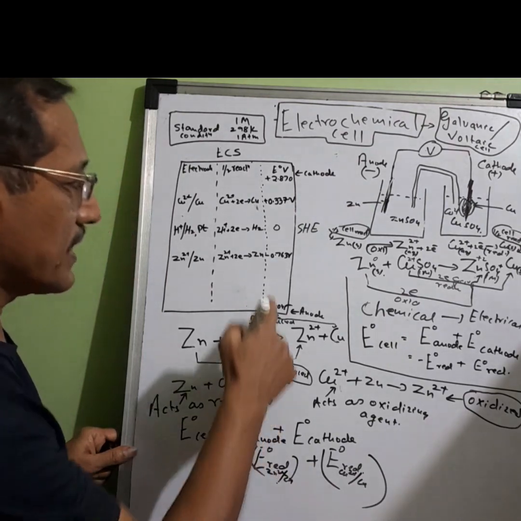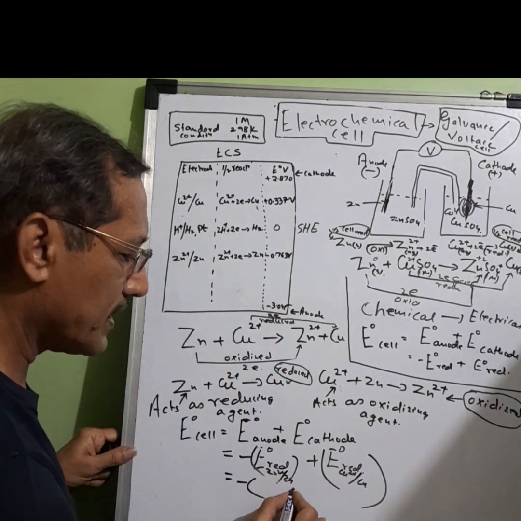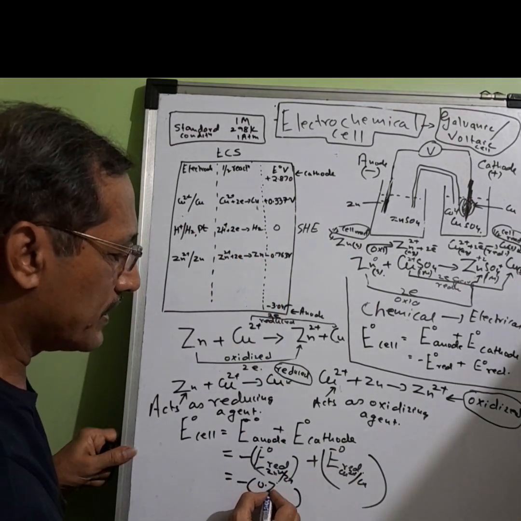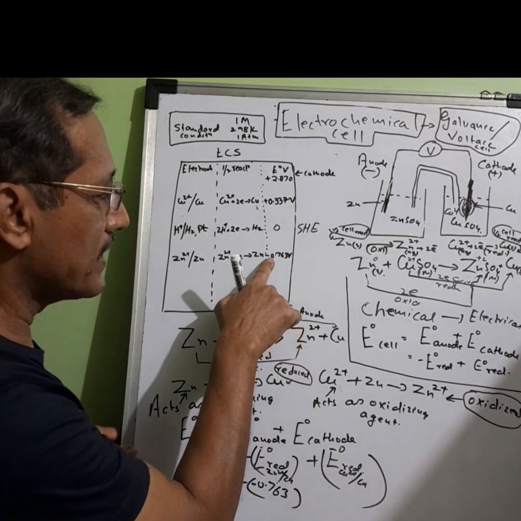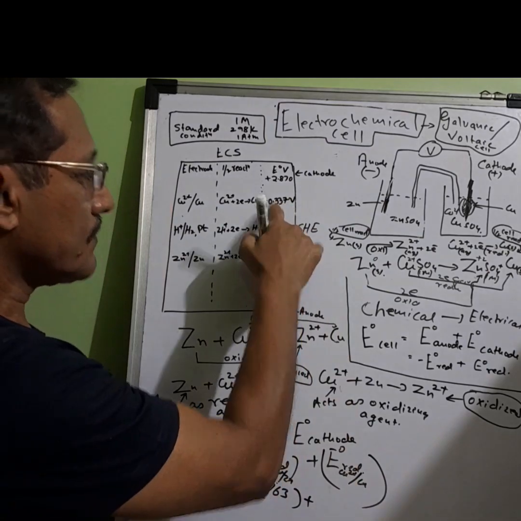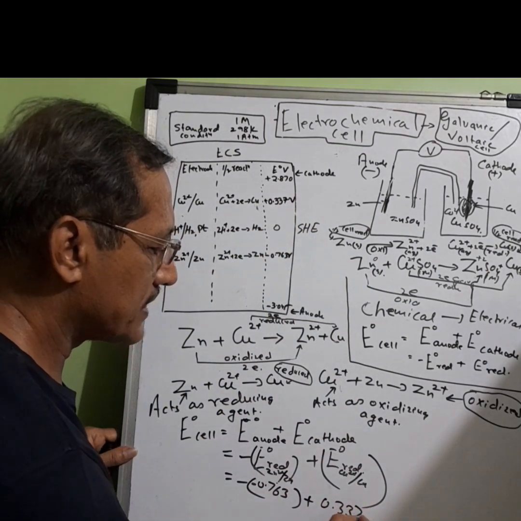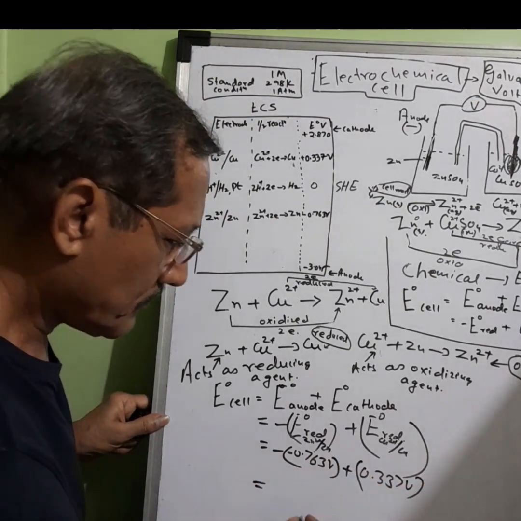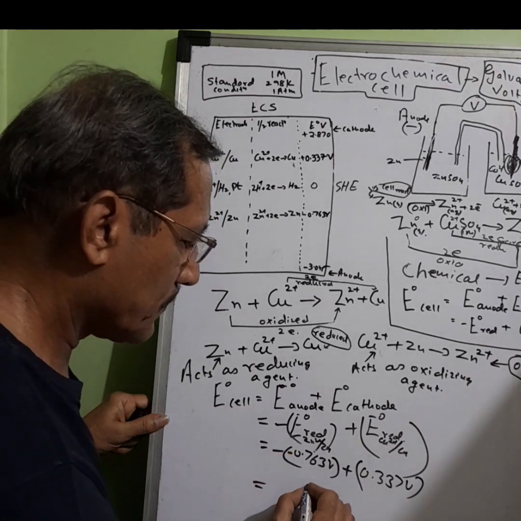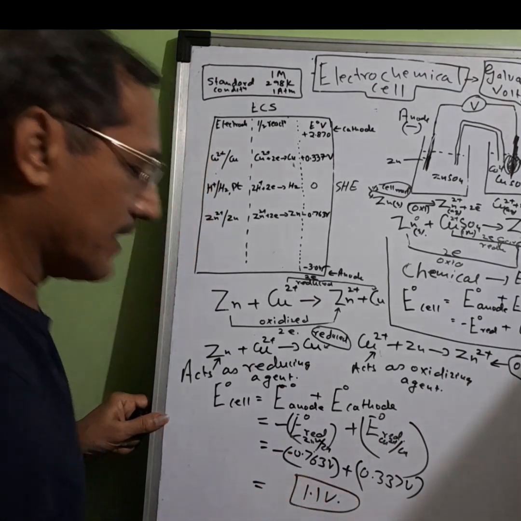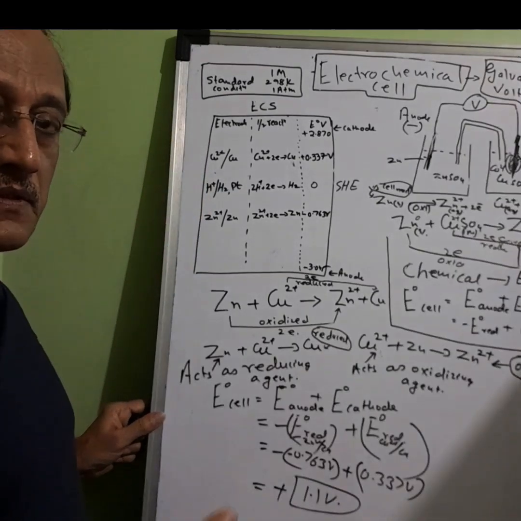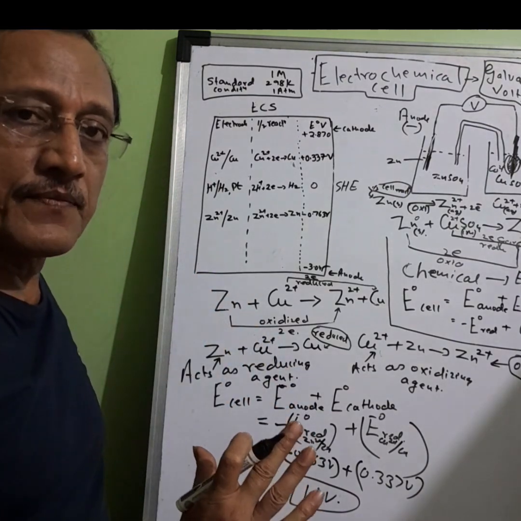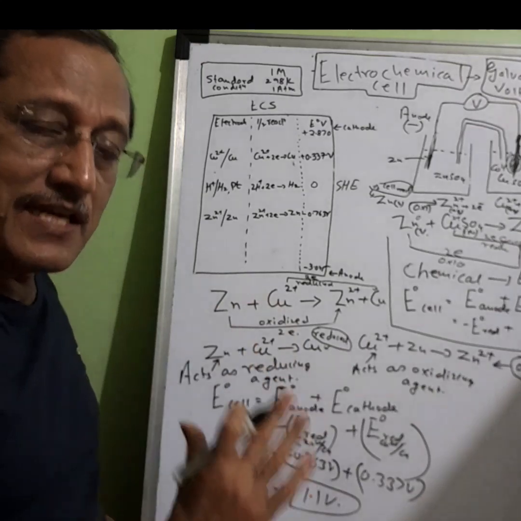So I put this minus to convert the reduction potential into oxidation potential, and I put the value minus of minus 0.763, plus 0.337 volts. This becomes plus, so the value comes to 1.1 volts. This value is positive. Keep one thing in mind: a positive value itself means that the cell is spontaneous, and a spontaneous cell means the cell would be working.